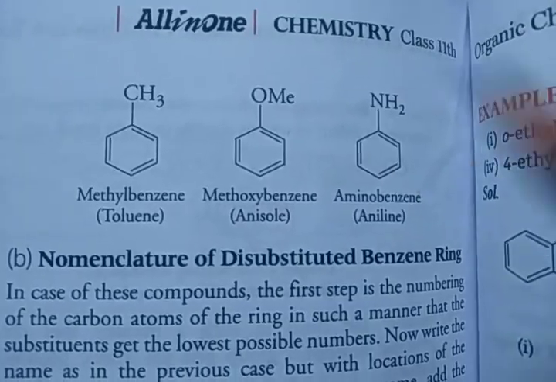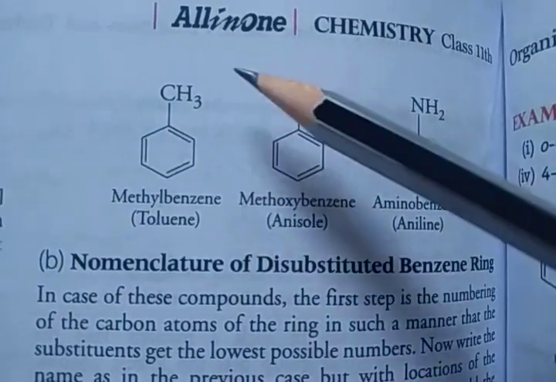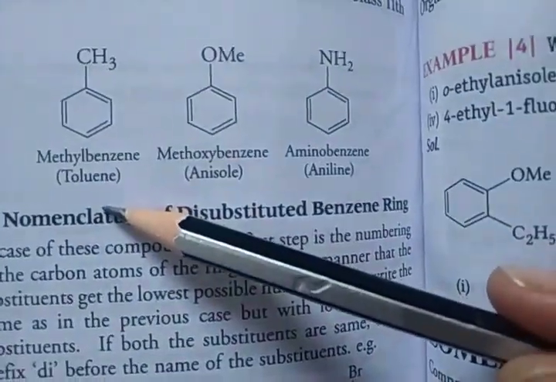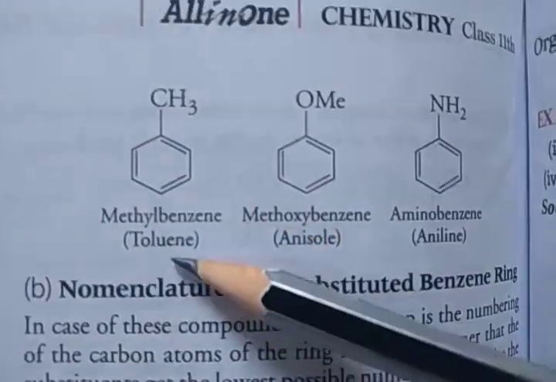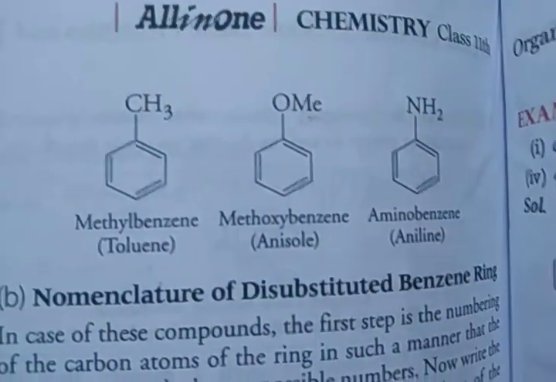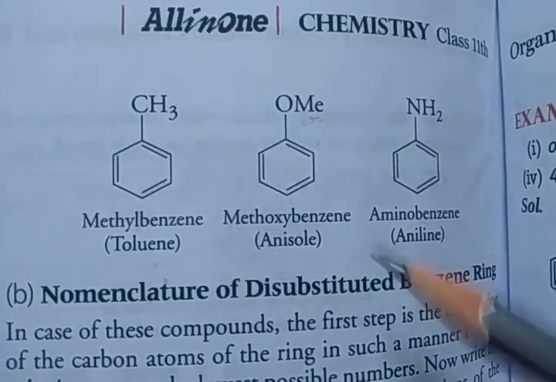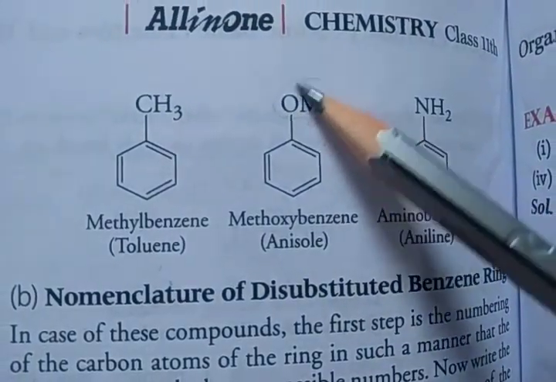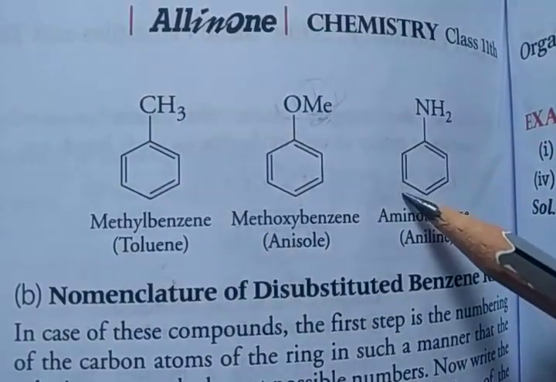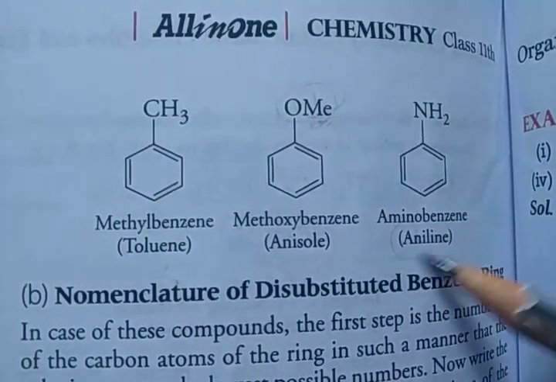See, CH3 attached to the benzene: methyl benzene, and in brackets the common name is also written, toluene. OMe, Me means methyl, so we have to say anisole in common name, and otherwise OCH3, methoxybenzene. NH2 attached to the benzene: amino benzene, otherwise aniline.